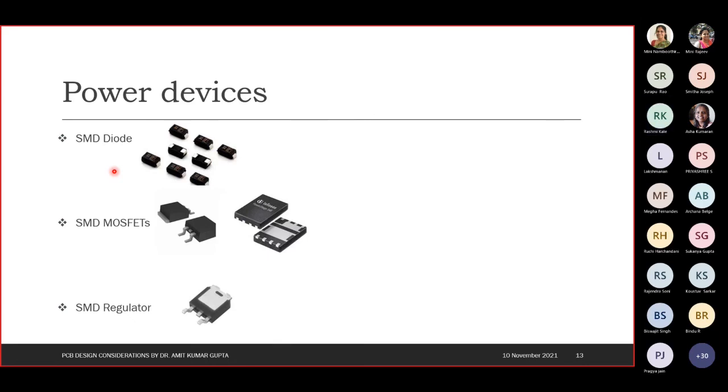Okay, thanks. Fine. So these are the SMD diodes. Here we can see these are the SMD MOSFETs, and these are voltage regulators. You can see some of the packages are the same. This and this, they are almost the same.